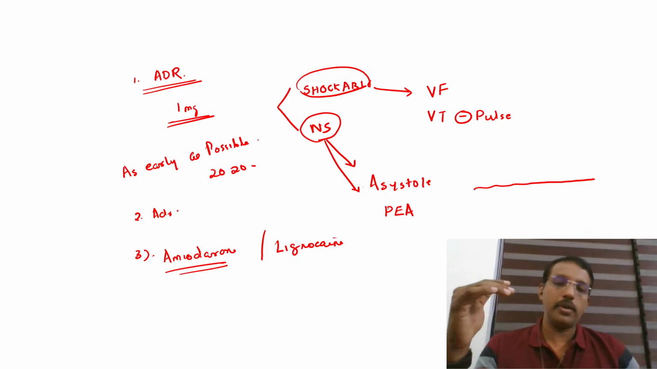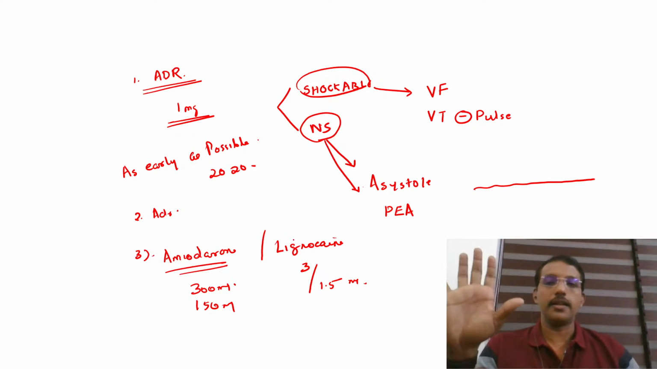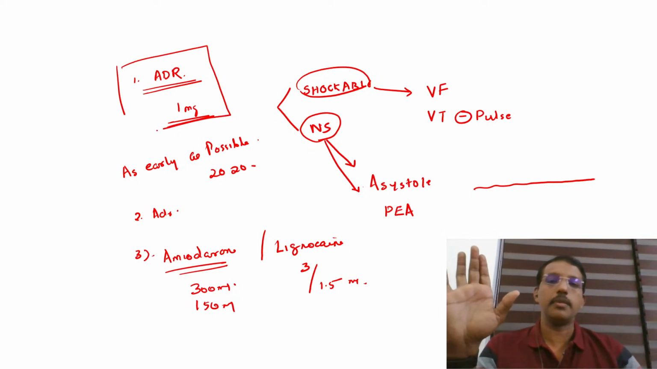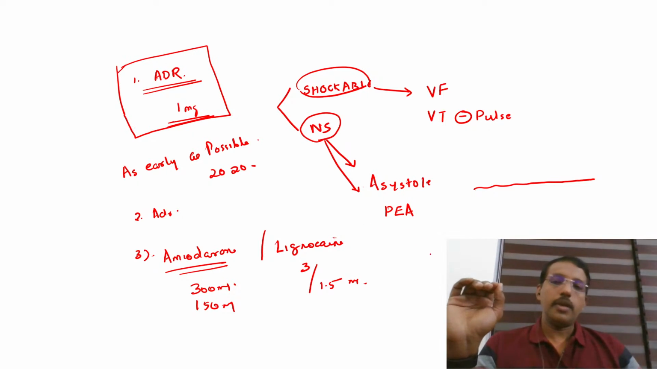The dose of amiodarone is 300 milligram as a first dose IV, followed by 150 milligram. Lignocaine is 3 milligram and 1.5 milligram. So these are the doses and the drug. But the drug of choice in cardiac arrest is always adrenaline. Remember that. Okay. Now, one more point which you need to remember about drugs is about atropine.